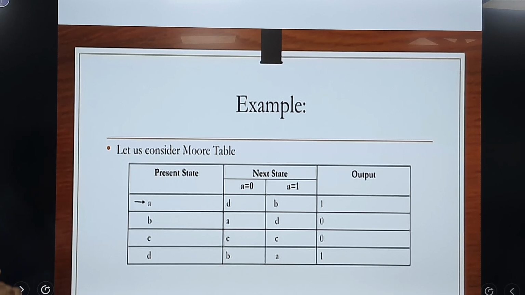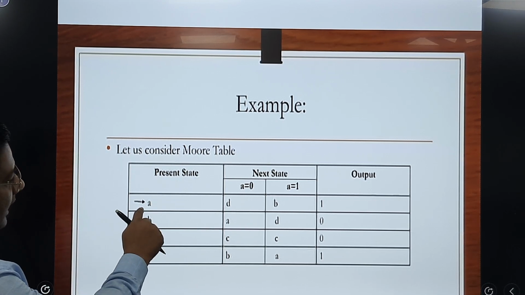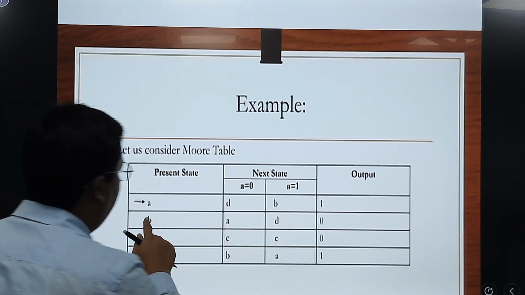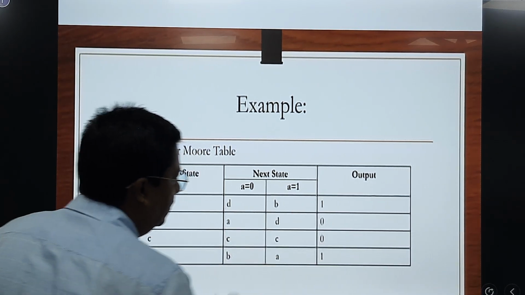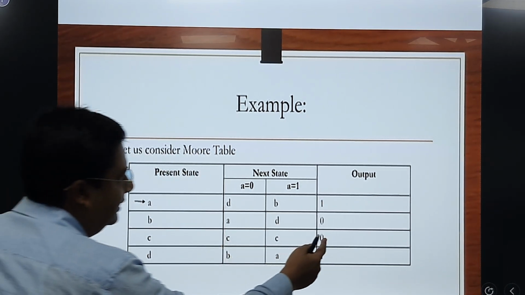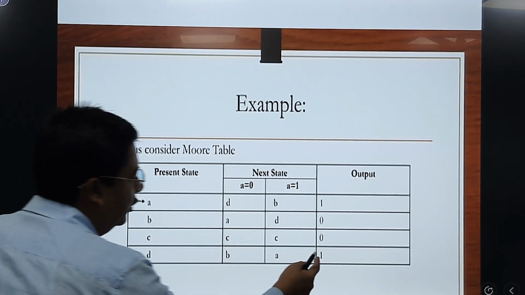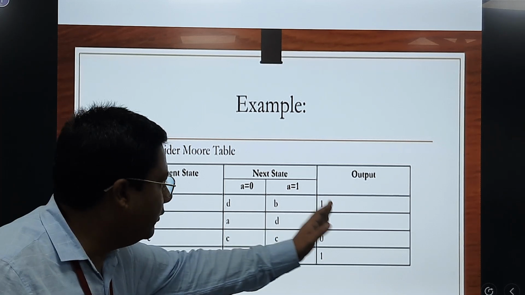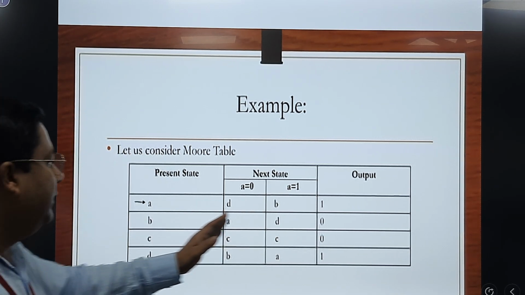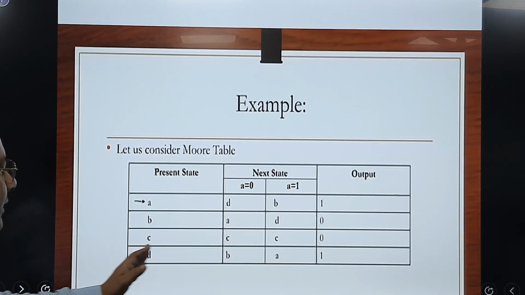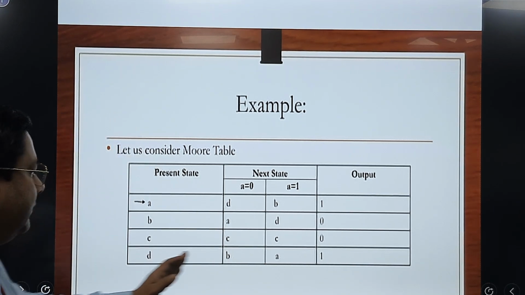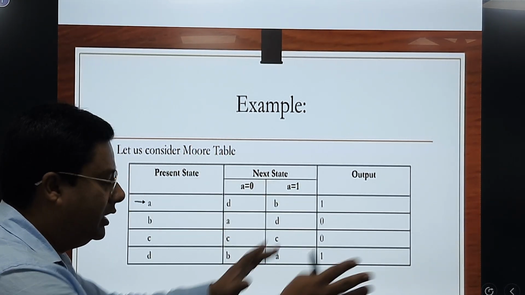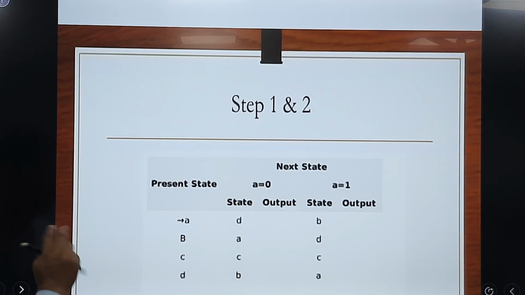It means at present state A, we are getting the output 1. At present state B, we are getting the output 0. C, getting the output 0. At D, getting the output 1. So what is happening here? At A, output 1. At B, output 0. C, output 0. D, output 1. There is nothing else. So first, we will copy this into the Mealy machine as directed by the rules.